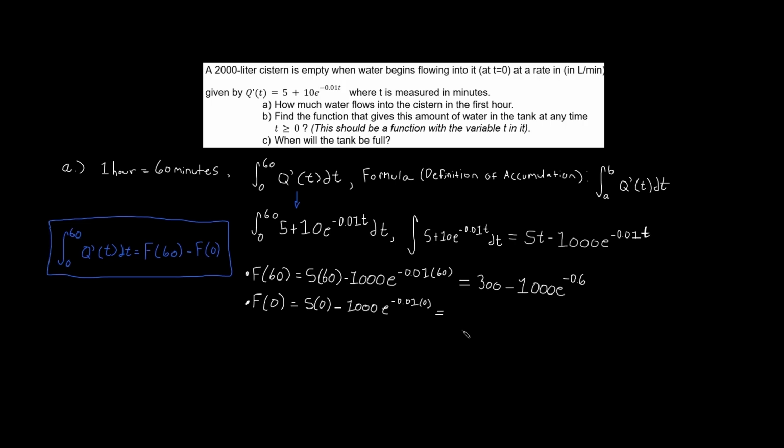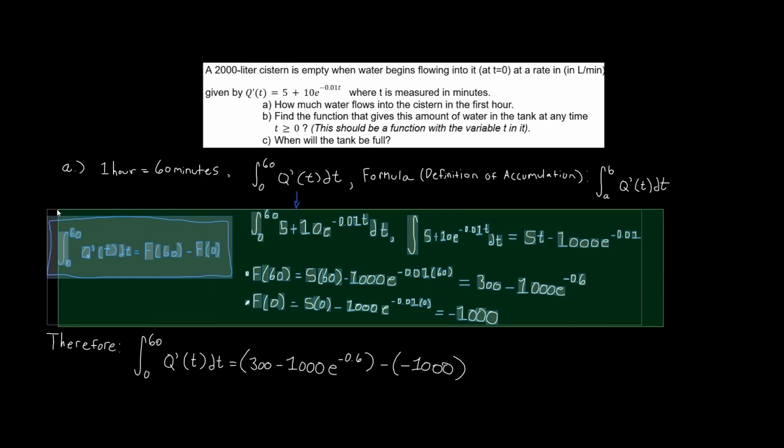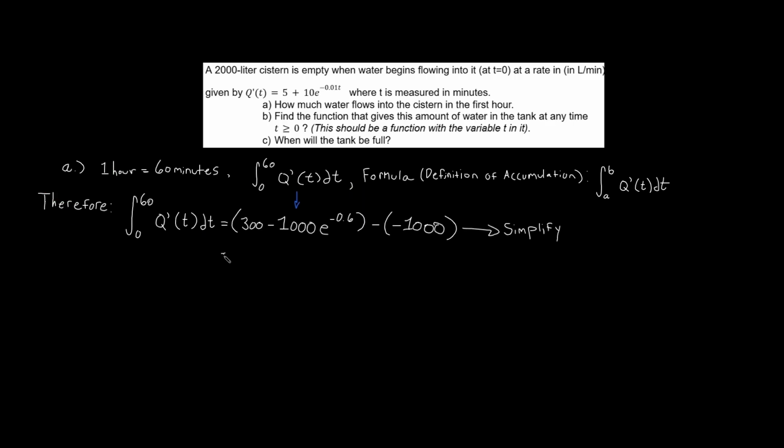5 times 0 is 0, and then that negative exponent, negative 0.01 times 0, is going to go to 0. That means that e is going to go to 1, so it's just going to be negative 1000. This here is the setup via the fundamental theorem of calculus, but we need room. Alright, now we're going to simplify. These are like terms.